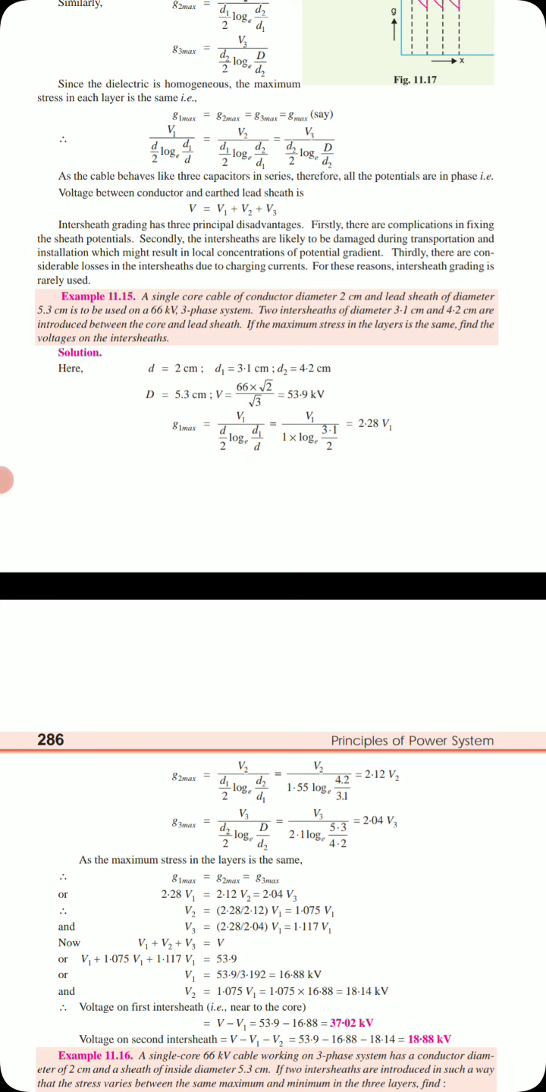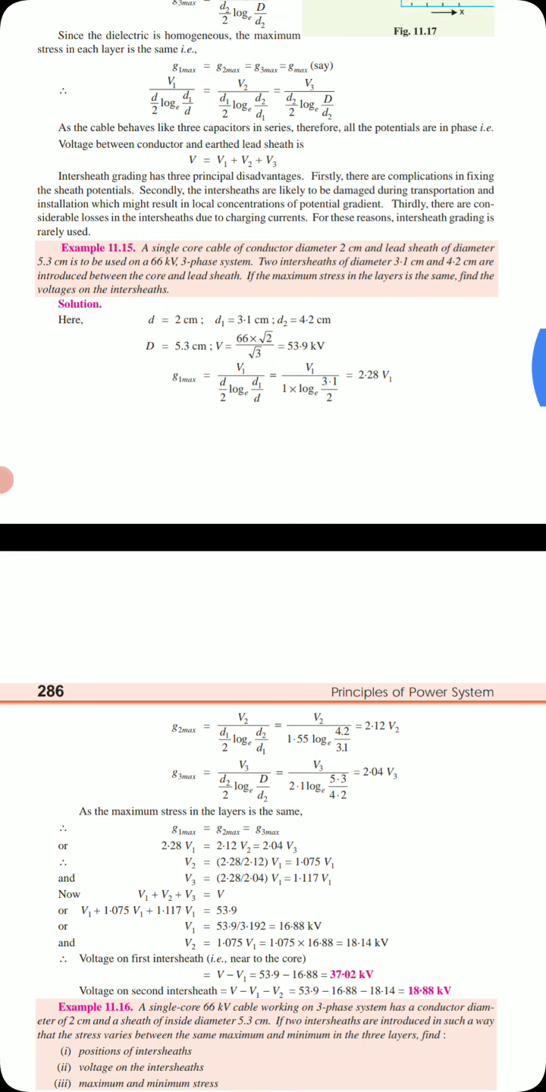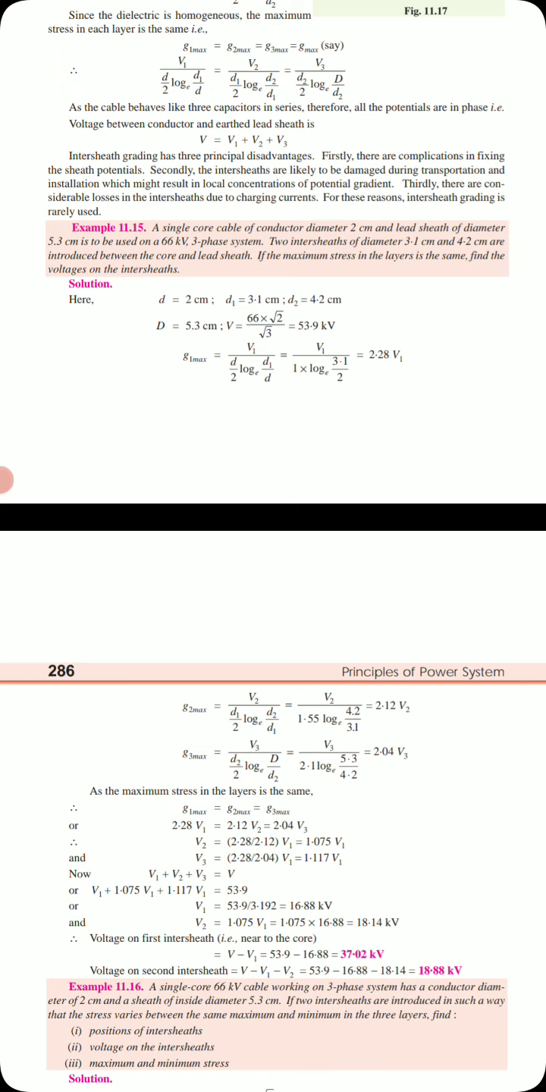What is the equation of G1 max? We know V1 by (d by 2) into natural logarithm of d1 by d. By putting these values, we don't know the exact value of V1, so just keep V1 as it is. I will get 2.28 V1. Now G2 max we need to find out. The same equation, we know V2 by (d1 by 2) into natural logarithm of d2 by d1. Putting the values, we don't know the value of V2, keep V2 as it is. That is, we will get 2.12 V2. Same thing for G3, we will get 2.04 V3. So we don't know the values of V1, V2, V3.